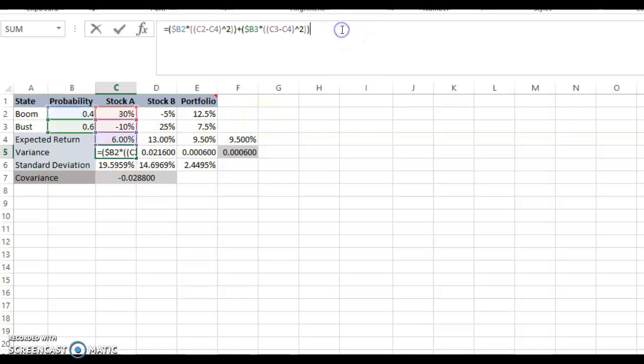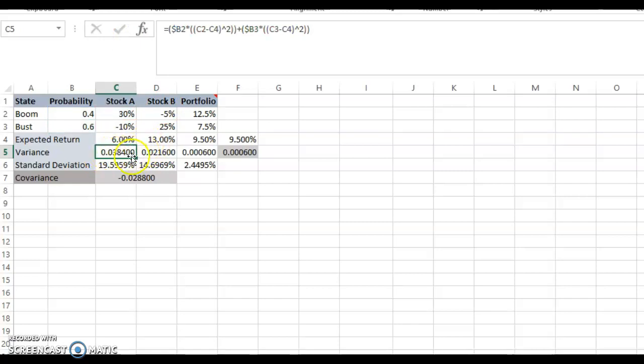You know this is the formula. This 30% minus 6%, you square that, then you multiply with 0.4. That is the first element, because there are two elements here. One is for boom, one is for bust. Second element will be negative 10% minus 6%. You square that, then you multiply with 0.6. So you add the two elements, you get the variance.